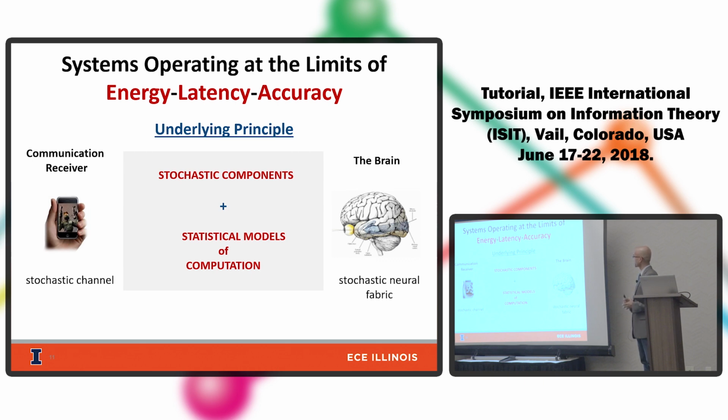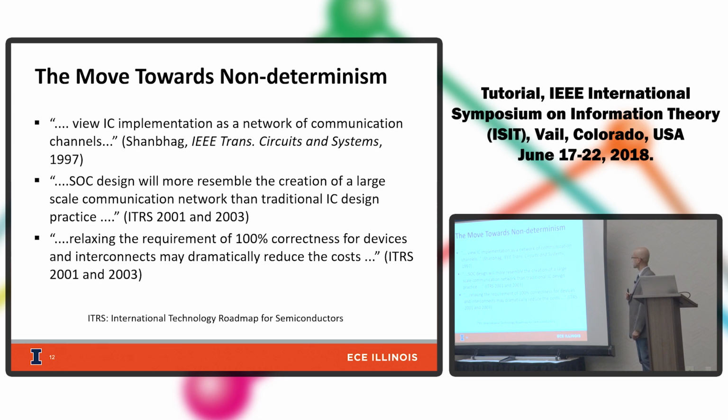communication channel. And the brain, at the other extreme, we know it's not a von Neumann architecture. We know that the neural fabric is non-deterministic, yet we see reliable system outputs coming from both of these systems. So what's common to these two is that both systems are built using stochastic components, but they use statistical models of computation. And somehow we have to couple the two together in the world of semiconductors to create this next revolution in the design of these systems. So how do we do this in a principled manner? This is what this tutorial is about.